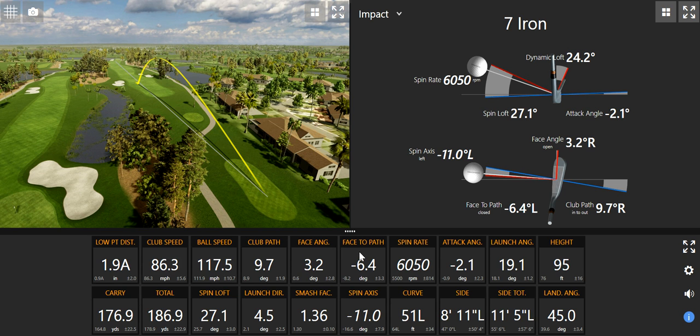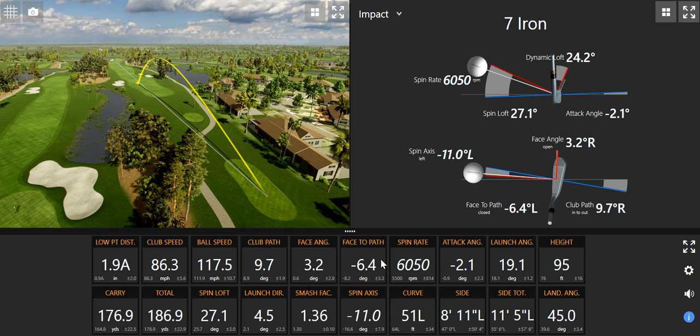When you just take face to path, which is just taking your path and face angle and subtracting that, I'm closed relative to the club path, 3.2. So I'd have to have a 9.8 face angle to be open relative to my path. Here I'm closed, 6.4 degrees. So there's your hook, okay?